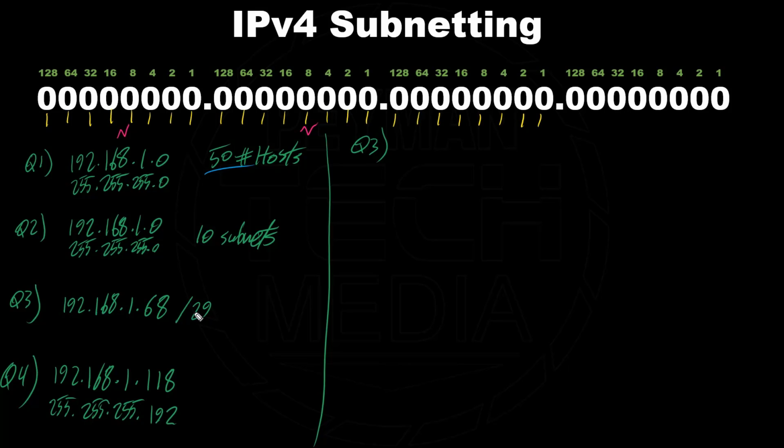So what we need to do, we need to count 29 ones going from left to right, right? 1, 2, 3, 4, 5, 6, 7, 8, up to here 16, up to here 24. Let's continue adding. So up to here 24, 25, 26, 27, 28, 29. And these are turned off. This is our cut line. So basically this /29 means we have 29 bits turned on, that's the network bits, and we have 3 bits for the host. And 29 plus 3, that's 32. That's how many bits we have in IPv4, a total of 32 bits.